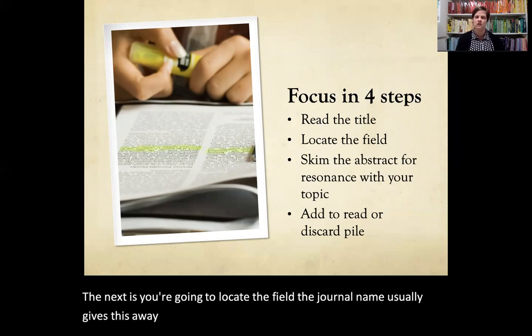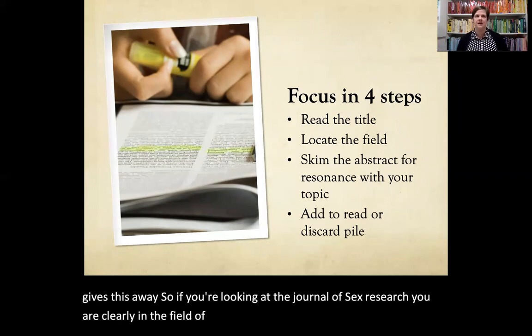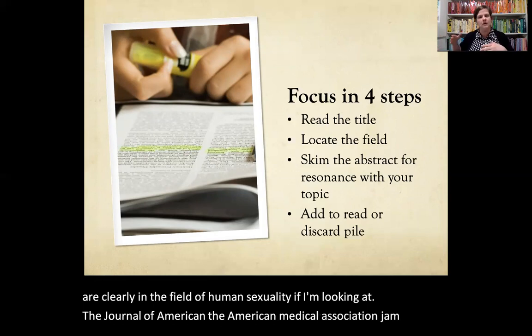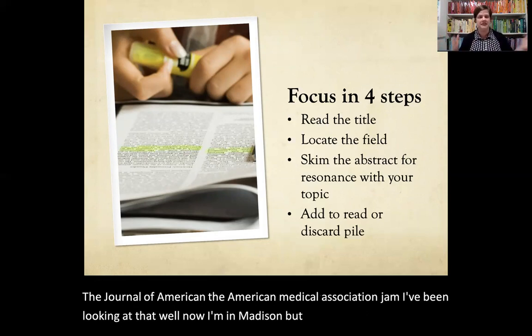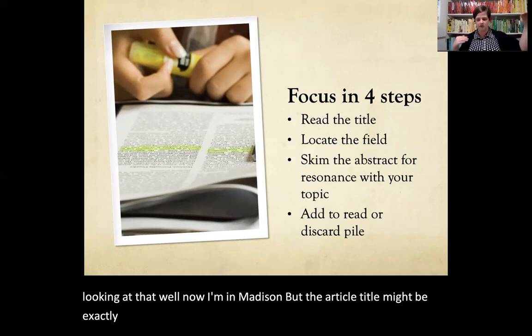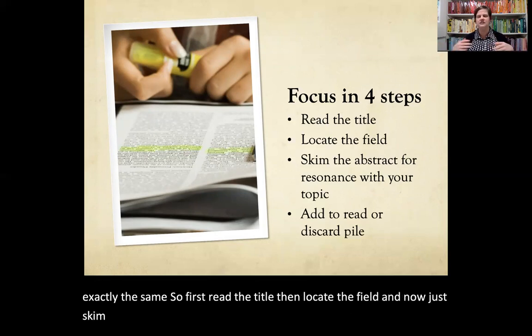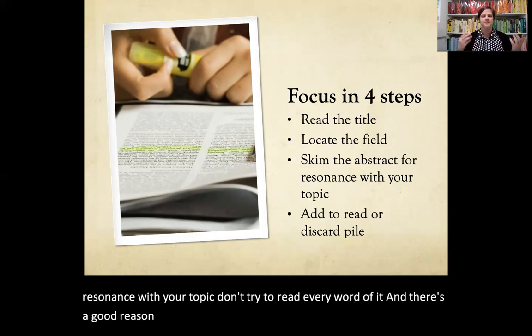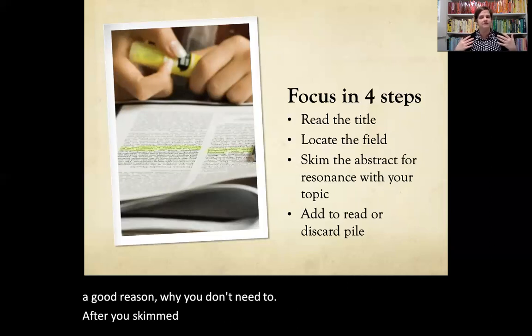So if you're looking at the Journal of Sex Research, you are clearly in the field of human sexuality. If I'm looking at the Journal of the American Medical Association, JAMA, well, now I'm in medicine. But the article title might be exactly the same. So first read the title, then locate the field, and now just skim the abstract. Don't read it, just skim it and see if it has any resonance with your topic. Don't try to read every word of it, and there's a good reason why you don't need to. After you've skimmed it, if it seems like it fits in general, add it to your read pile. Otherwise, add it to your discard pile.